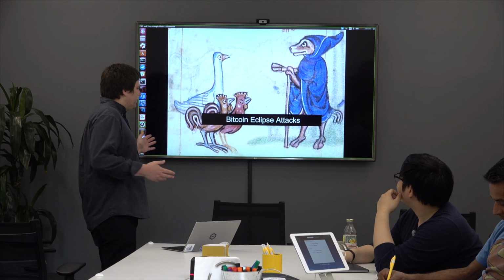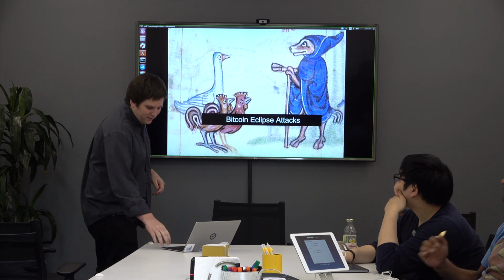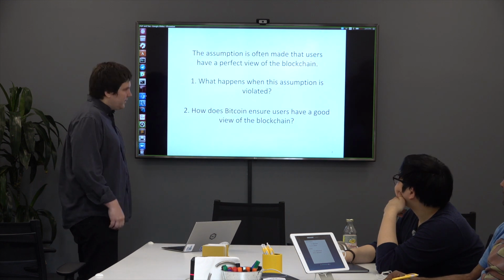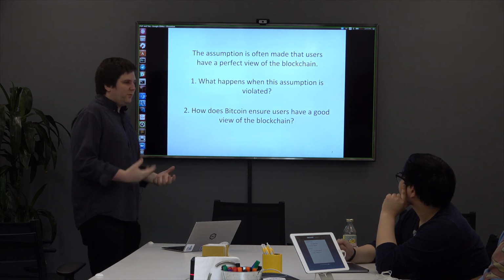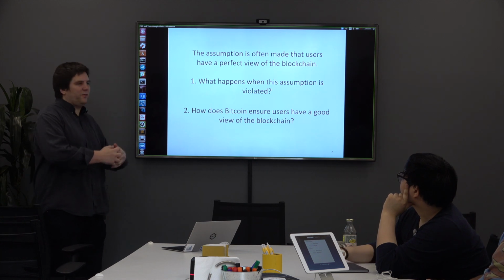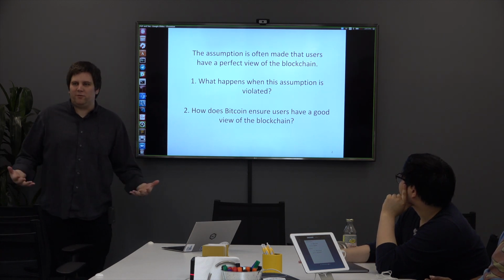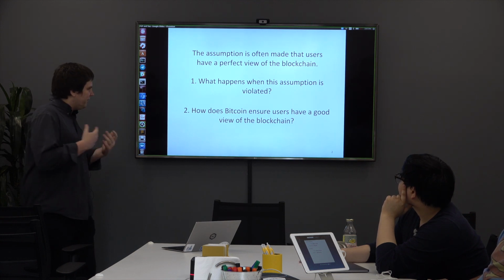So today I'm going to be talking about Eclipse attacks, and I'll explain what Eclipse attacks are as we go on. Essentially, the idea is that a lot of times when we talk about blockchains, we have this assumption that users have a perfect view of the blockchain, that they have perfect information. And so we're going to look at what happens when this assumption is violated.